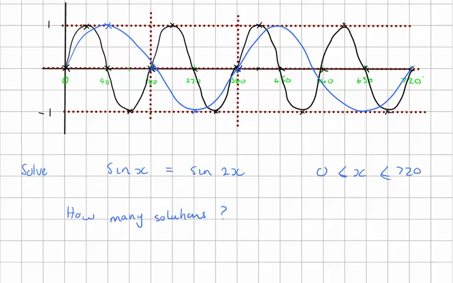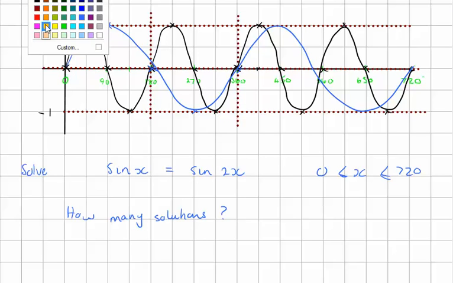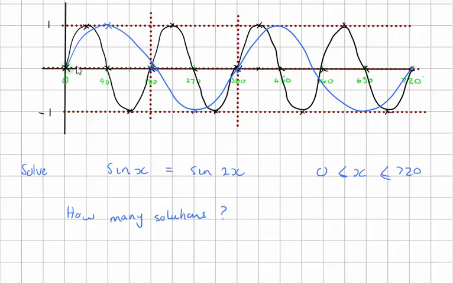How is sine x equal to sine 2x? Is it when they cross over? Yes, it's when the graphs meet. So we've got 0, 180, 360. Then at the minimum we've got 1, 2, 3, 4. And it continues: 5, 6, 7, 8, 9. So there will be 9 solutions.